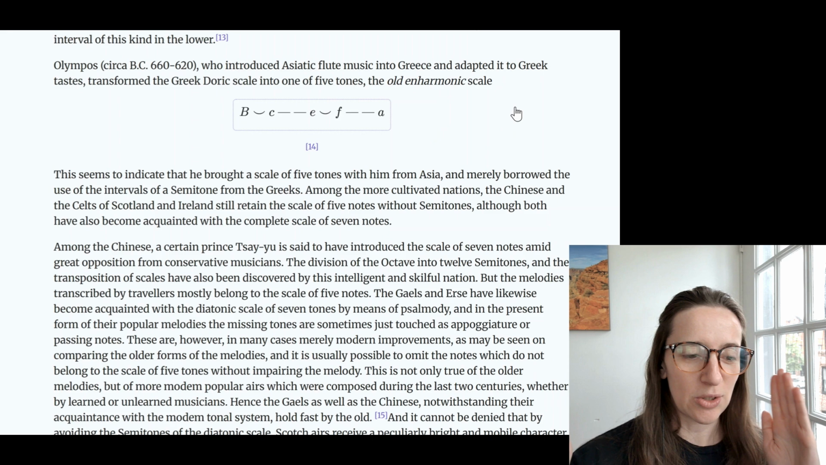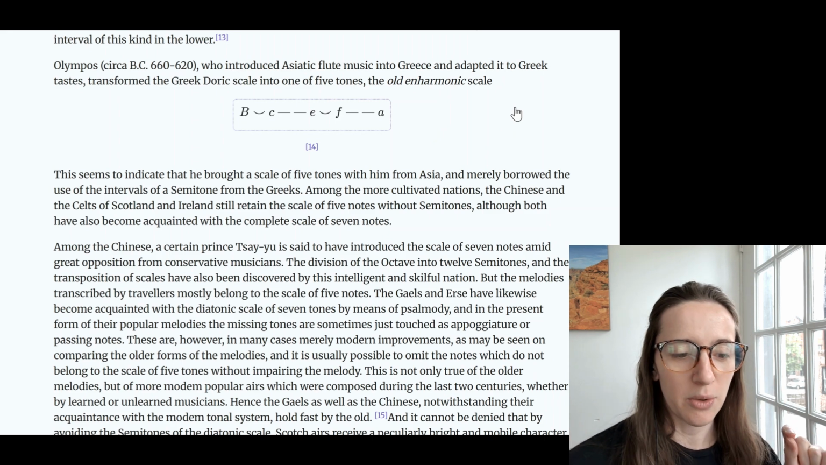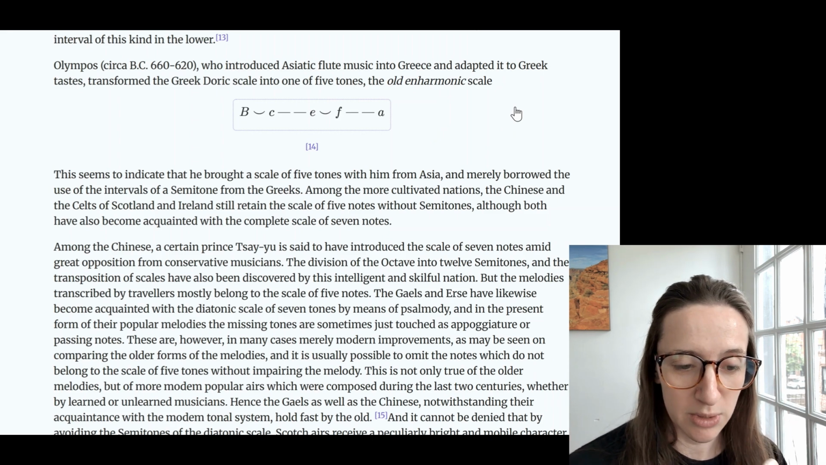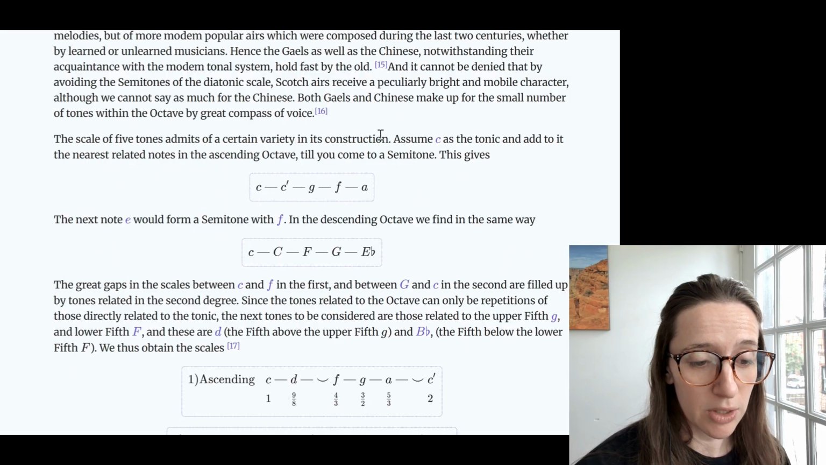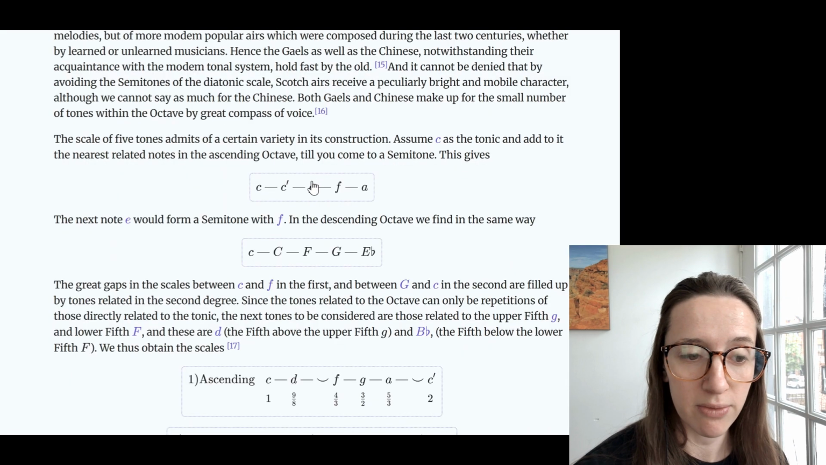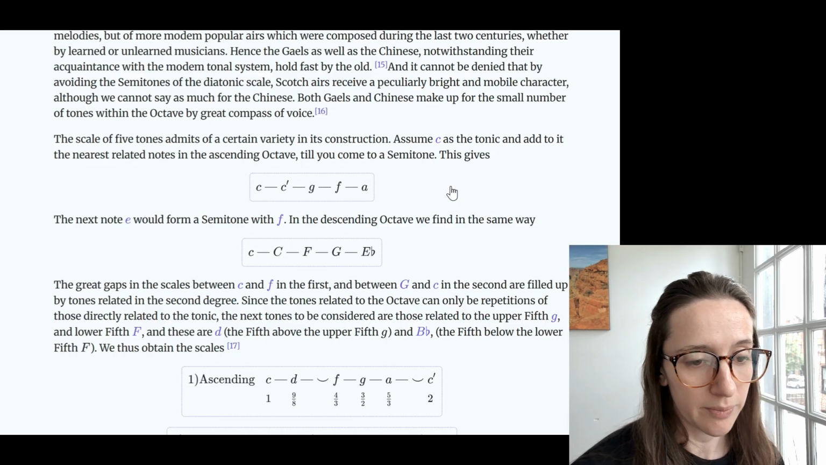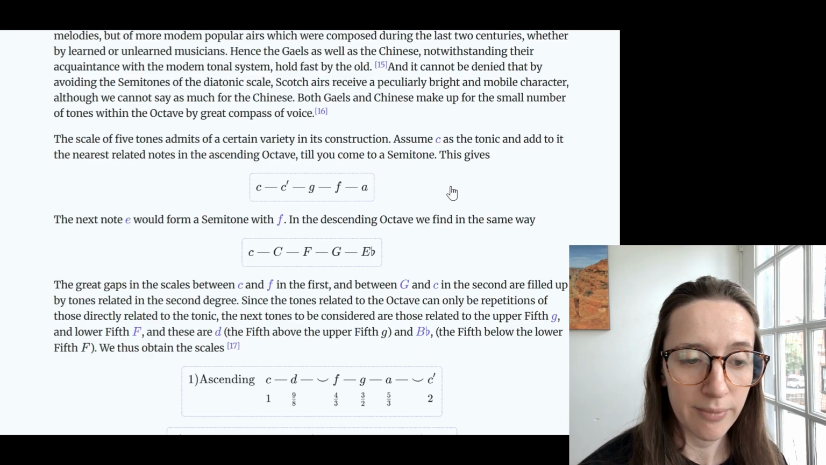So now Helmholtz is going to sort of work in reverse. He's going to construct a 5-note scale and then search for its usages. If we avoid a semitone, these are all of the notes related in the first degree to the tonic C in the octave above. And below.